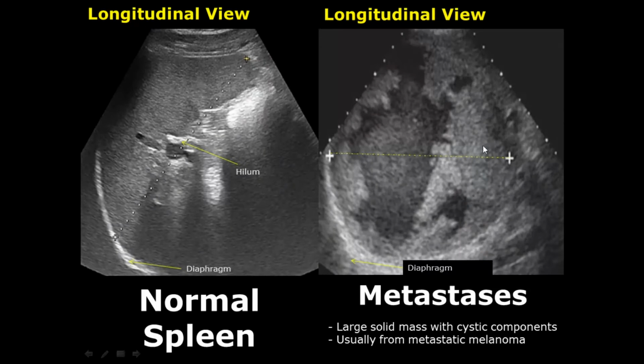Metastatic lesions can also have variable appearances depending on the type of primary cancer. In this case, it is from a metastatic melanoma. Here you can see solid areas as well as cystic components in this large mass, overall giving it a heterogeneous appearance.